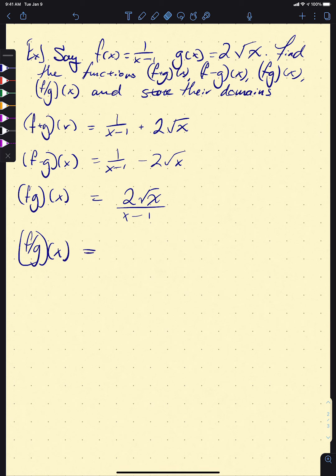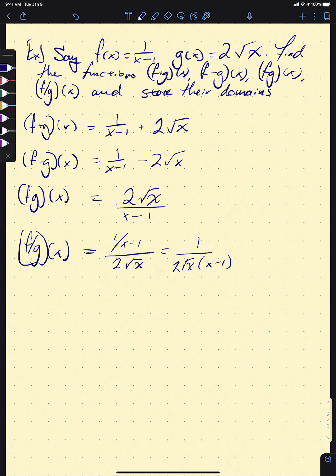Well, we're going to get 1 over x minus 1 over 2 root x. We have a denominator in our numerator, so it can get moved down here, and we're going to get 1 over 2 root x times x minus 1. Okay. Now our next obvious question would be to look at their domains.